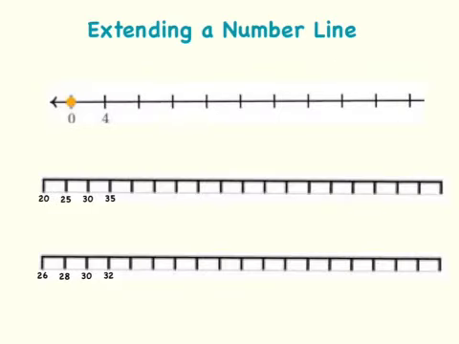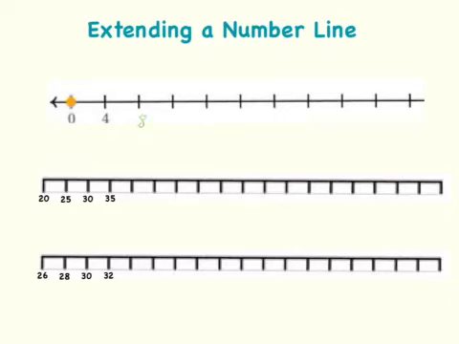Sometimes a number line starts with numbers, but then there's no more. So we have to finish it off. It's called extending a number line. The first thing we need to do is work out what it's counting in. So from 0 to 4, we're skipping the numbers 1, 2, and 3. We're counting in 4s. So if I was going to keep counting in 4s, my next number would be 8.